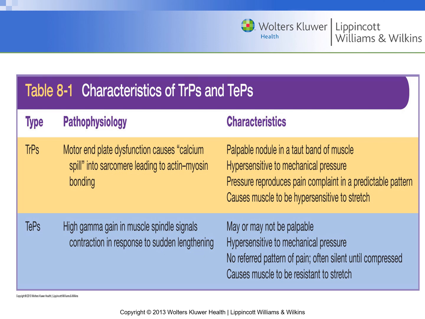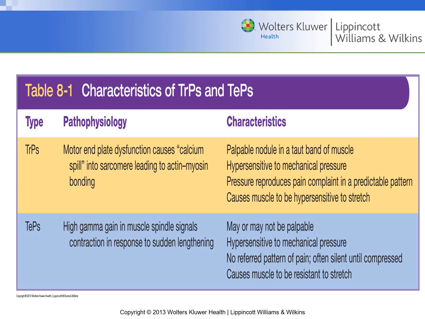The following table illustrates the characteristics of trigger points and tender points by comparison. The pathophysiology of trigger points is that the motor end plate dysfunction causes calcium to spill into the sarcomere, leading to actin-myosin bonding. In tender points, there is a high gamma gain in muscle spindle signal contractions in response to sudden lengthening. The characteristic of trigger points is that there is usually a palpable nodule in a taut band of muscle.